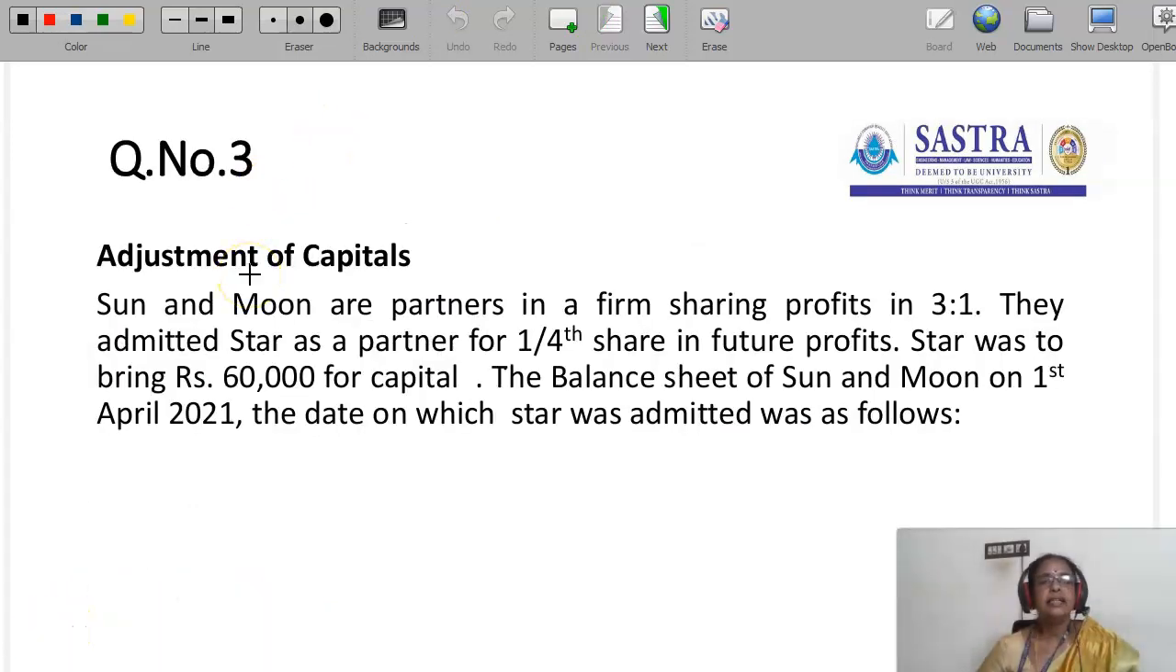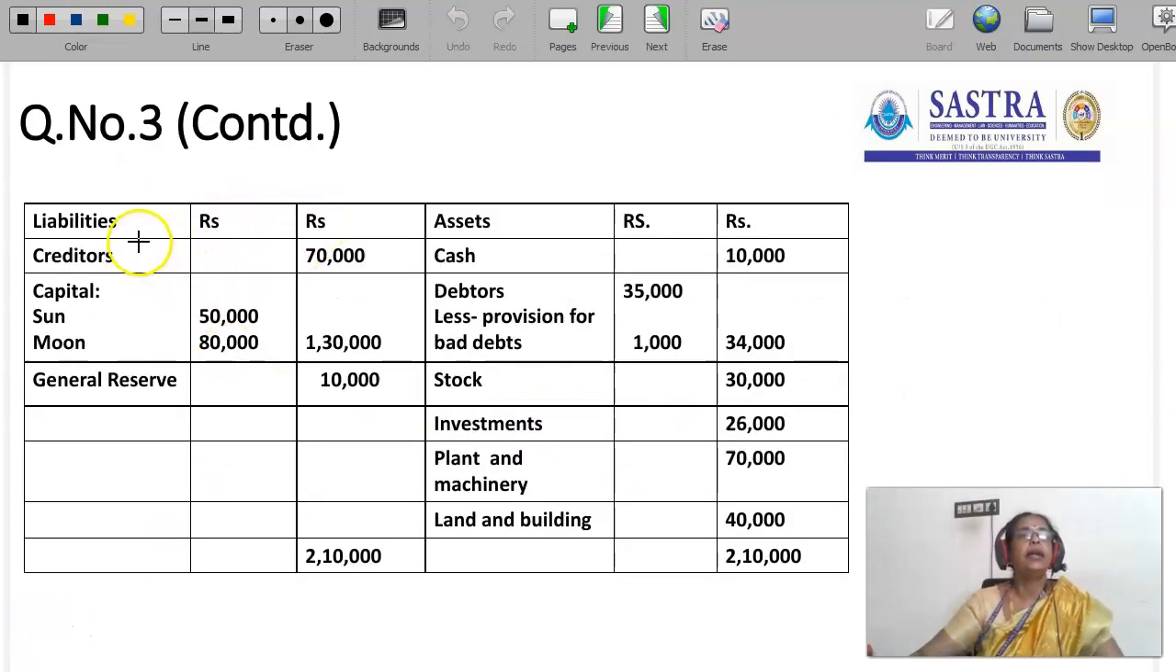Next question. Adjustment of capital. Sun and Moon are partners in a partnership firm sharing profit in 3:1. They admitted Star as a partner for 1/4 share in future profit. Star was to bring 60,000 for capital. The balance sheet of Sun and Moon on 1st April 2021, the date on which Star was admitted, was as follows. Balance sheet given in the problem.